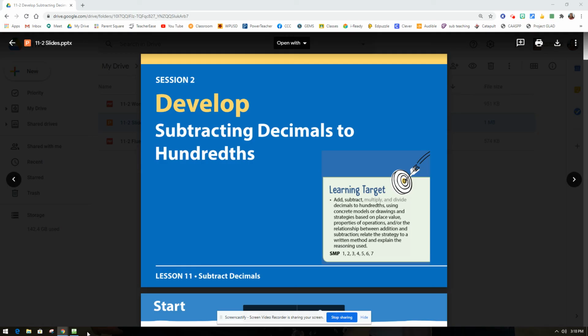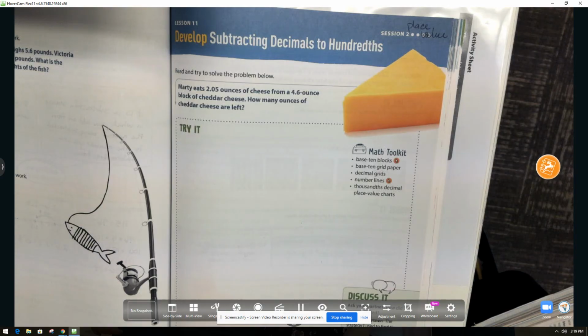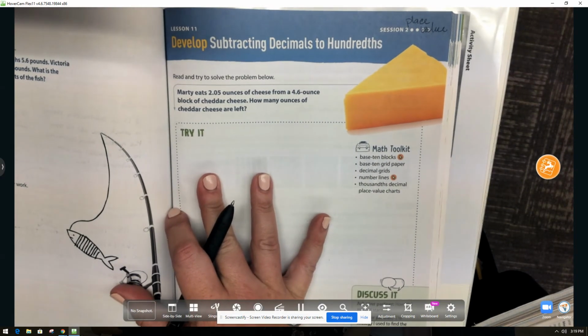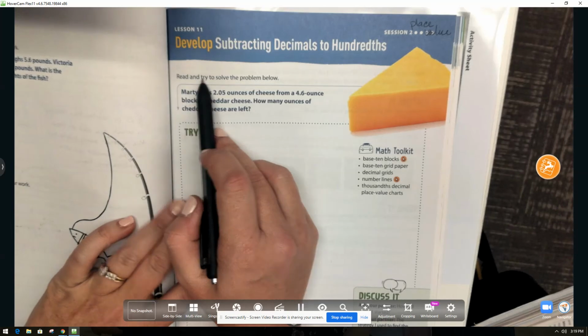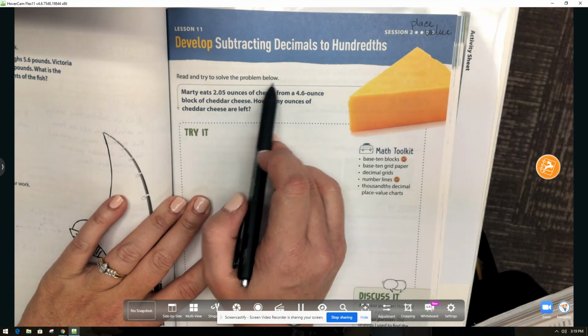We're going to try a few different strategies today, and we will be working in our Ready Math workbook on pages 209 through 214. So go ahead and open up your Ready Classroom Math workbook to page 209. On this page, it says read and try to solve the problem below.